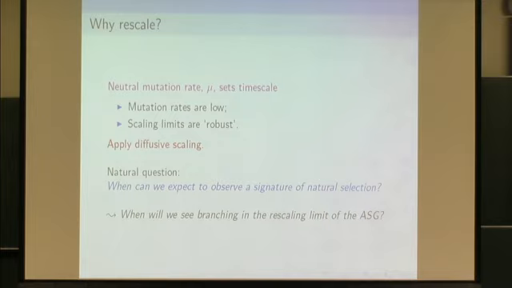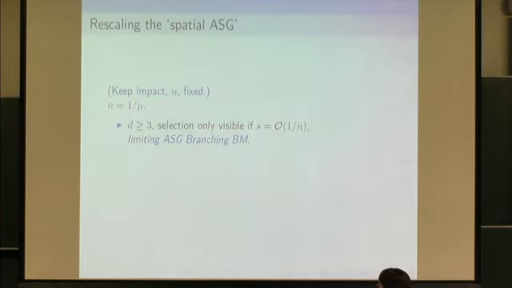What does that mean? Well, when I've sampled 2 parents instead of 1, what's going to happen? It could be that over a very short time scale, they just come and coalesce back together again, and then I won't see that in these diffusive limits. But it could be that they escape to a distance on the order of 1 over the square root of mu from one another. And if they do, then there's some hope that patterns of neutral variation will look different under selection than under neutrality. So the question is, when will we actually see branching when we pass to a rescaling limit of the spatial ancestral selection graph?